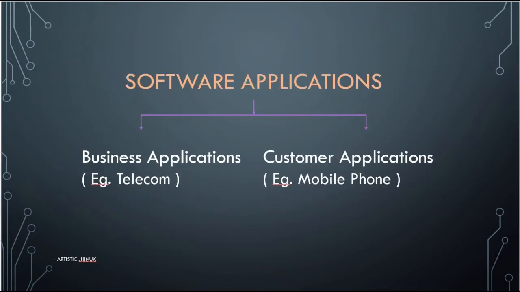talk about software systems. Before moving to the topic, let us know about software systems. Software applications or systems can be classified into two major categories: business applications and customer applications. Business applications are those where the software is used for business or for commercial use. For example, telecom applications, whereas customer applications are used by end users or our customers. For example, mobile phones.